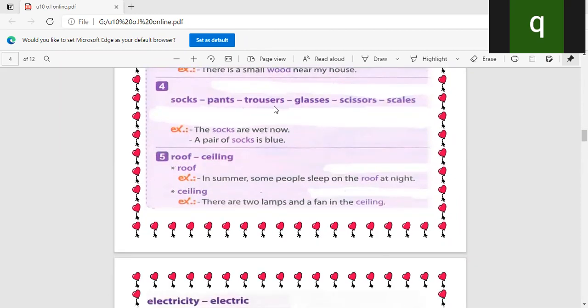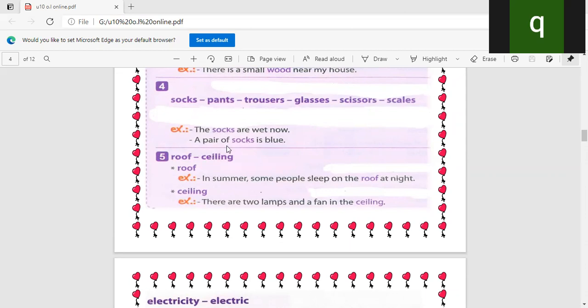Socks, pants, trousers, glasses, scissors, scales. All these are plural nouns, okay? We use them in the plural form. The socks are wet now. Look, they all end with S and they are plural, okay?